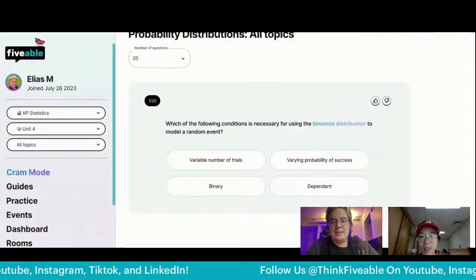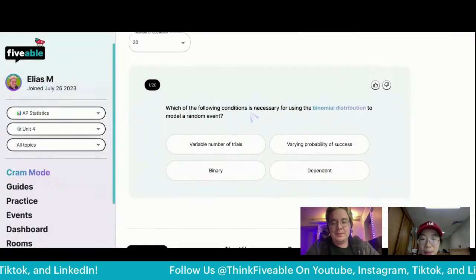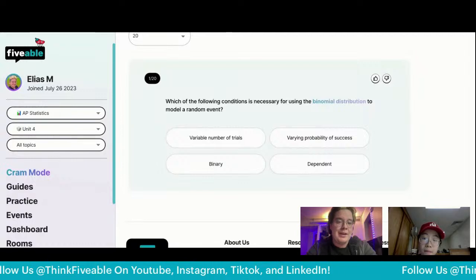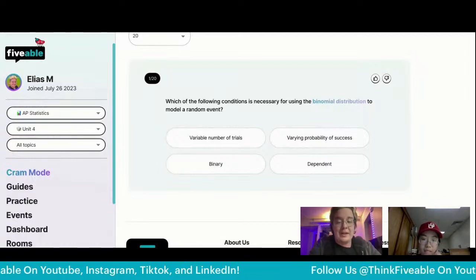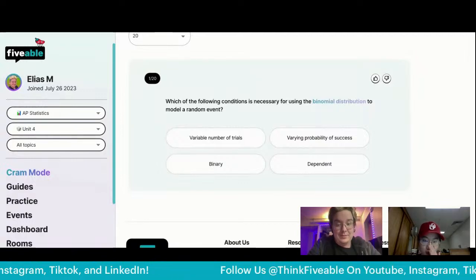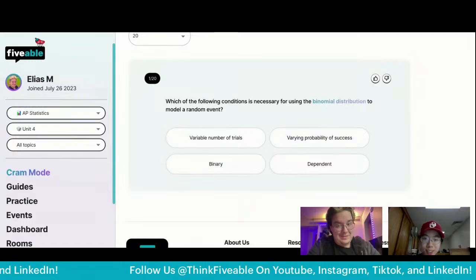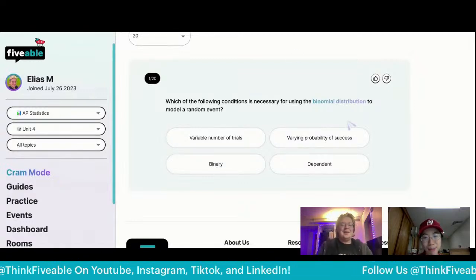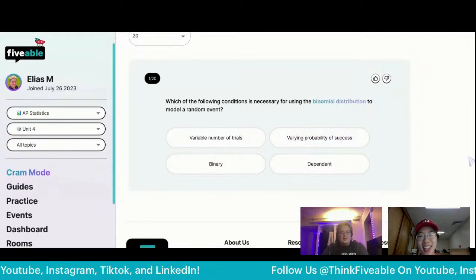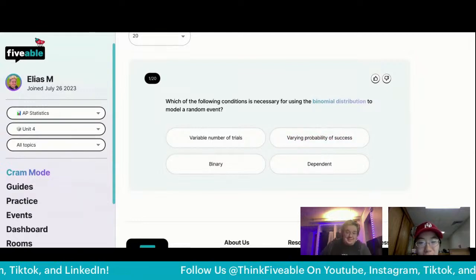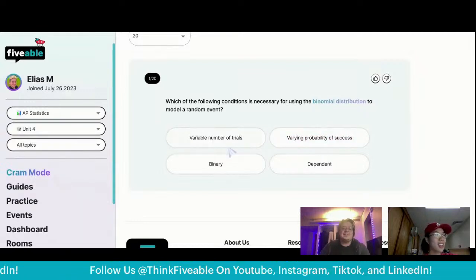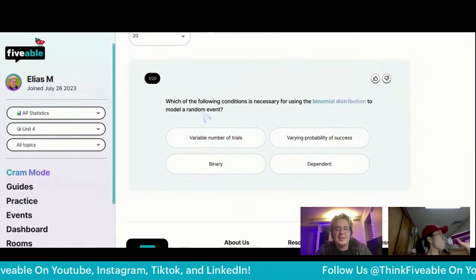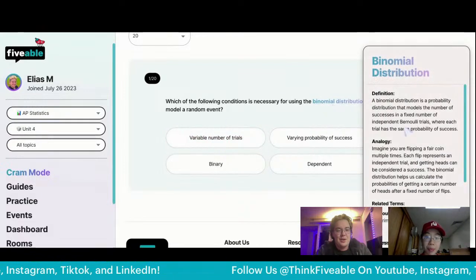So going back to this tab. To the question: which of the following conditions is necessary for using the binomial distribution to model a random event? Well, I'm going to say it's not varying probability of success, which would make binomial distribution impossible. Yes, so that's the wrong answer. I can say the same about the variable number of trials in the definition.